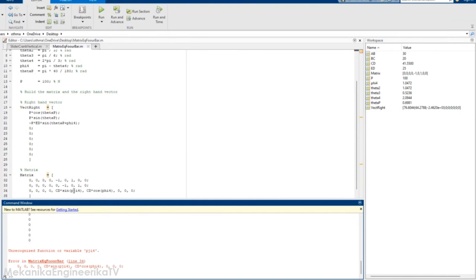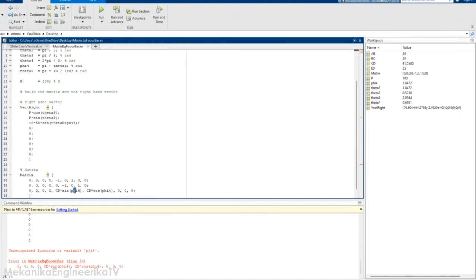Yes, pi, yes, PG, he doesn't know, he knows phi. I defined the variable as phi, so that's why. Okay, it's 5-4, so that's why. So if I run now, it will be fine. Now MATLAB calculated the first three rows of the matrix. Okay.